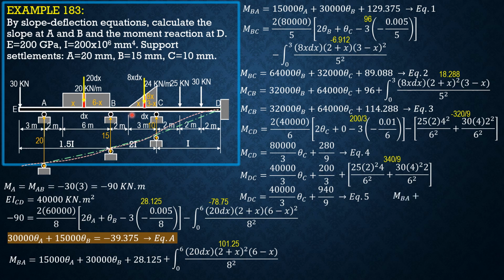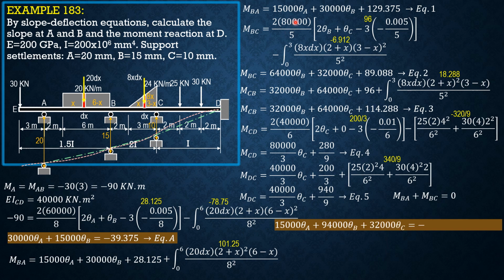MBA plus MBC equals 0. And the equation that can be established would be, simplifying, 15,000 theta A plus 30,000 plus 64,000 theta B, so 94,000 theta B plus 32,000 theta C. Then transpose this to the right, so negative 129.375 and negative 89.088 is negative 218.463, equation B. Then equilibrium at C, MCB plus MCD equals 0.